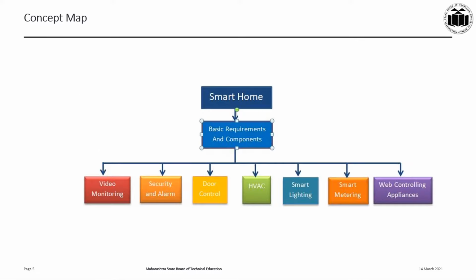This is the concept map of today's session. We are basically discussing a smart home. Under the smart home, today we are focusing on the basic requirements or components of the smart home. These basic components of smart homes are video monitoring system, security and alarm, door control, HVAC, smart lighting, smart metering and voice controlling appliances.